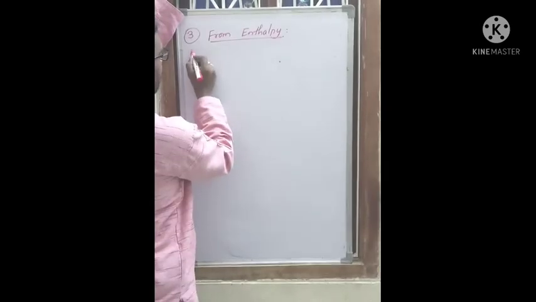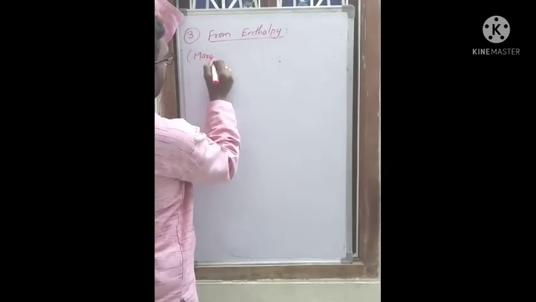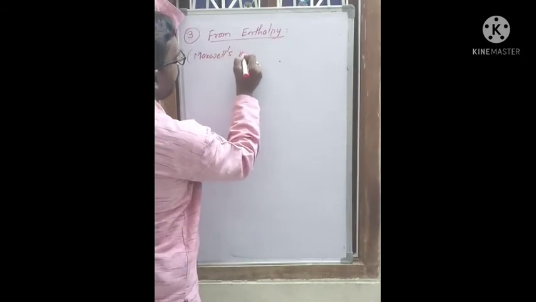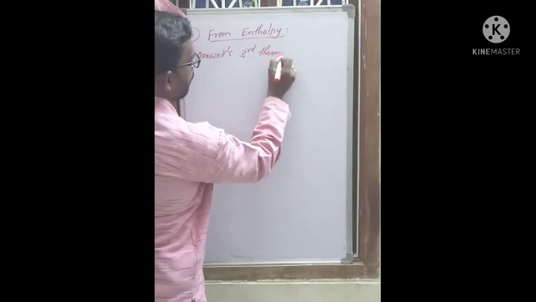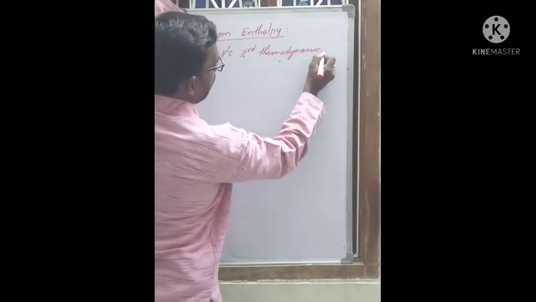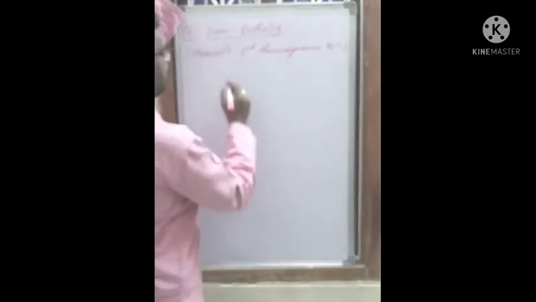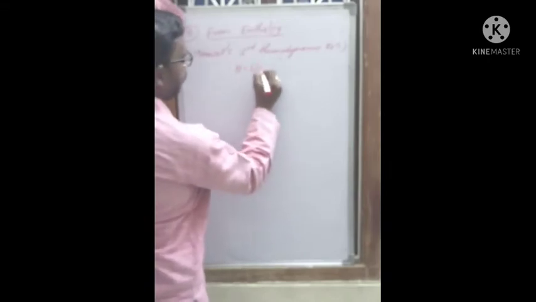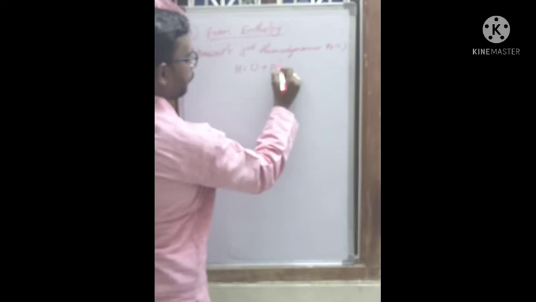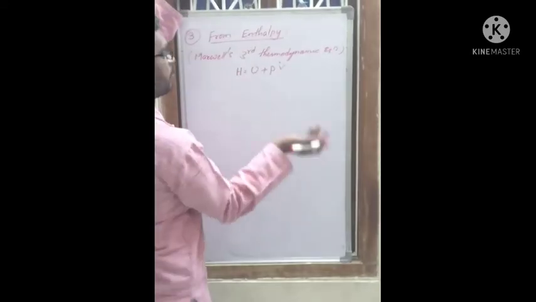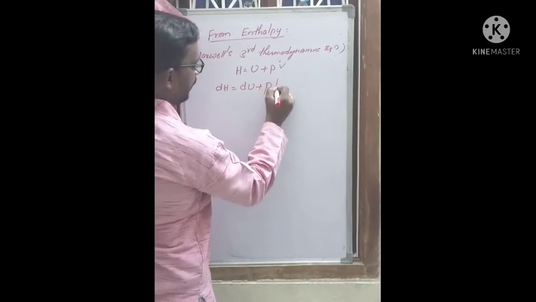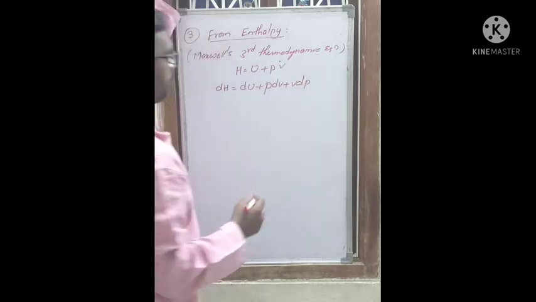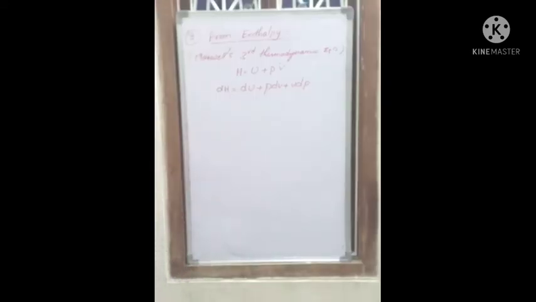Here within the bracket you have to write Maxwell's third thermodynamic equation from enthalpy. Let us see how we can do it. So here enthalpy can be represented by H. H is equal to U plus PV. Okay. So differentiate on both sides. What we get there? dH is equal to dU plus PdV plus VdP.